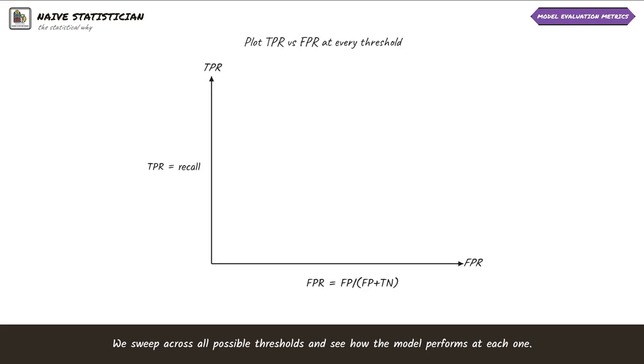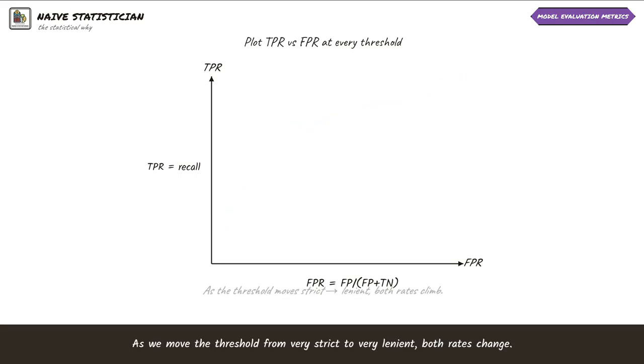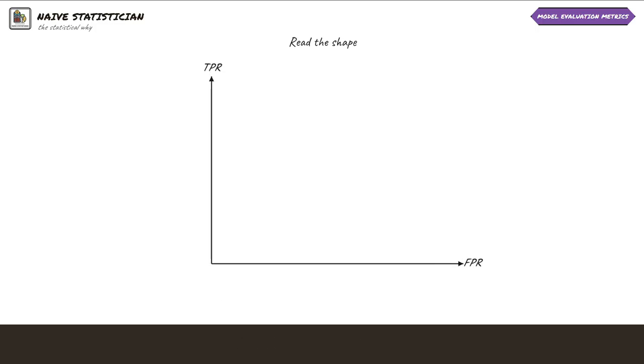We sweep across all possible thresholds and see how the model performs at each one. At each threshold, we compute two quantities, the true positive rate, same as recall, and the false positive rate, false positives divided by the total actual negatives. As we move the threshold from very strict to very lenient, both rates change. We plot the false positive rate on the x-axis and the true positive rate on the y-axis. The resulting curve is the ROC curve.